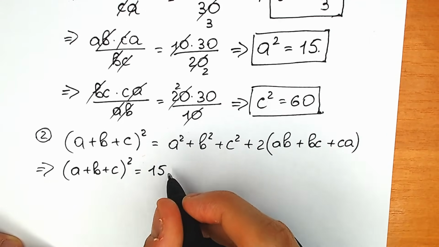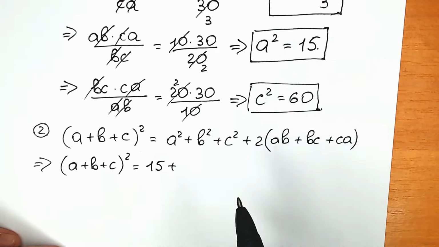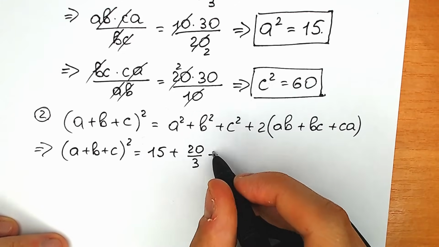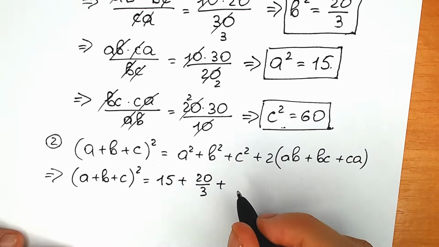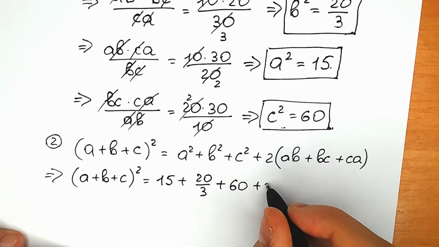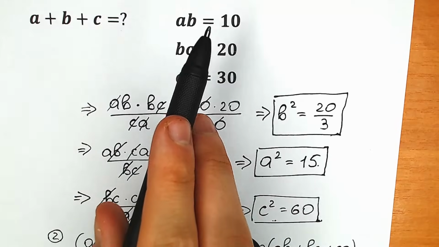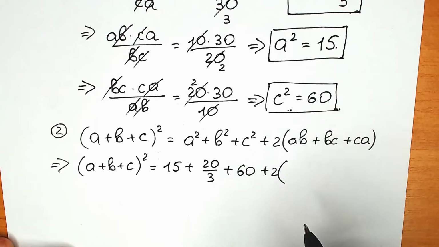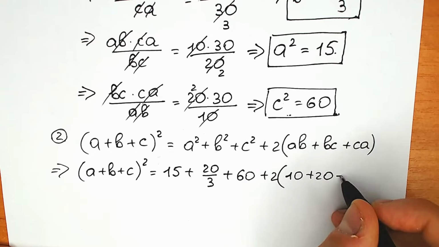Yes, so we have 15 plus B squared equal to 20 over 3, from here we have 20 over 3, and plus C square equal to 60. So plus 60 and plus 2 times AB plus BC plus CA. So we have 10 plus 20 plus 30 in our parentheses from the beginning. We have 10 plus 20 and plus 30.